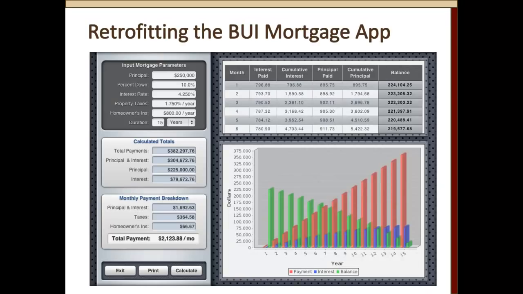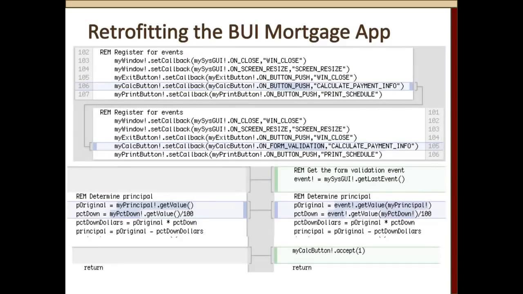So let's take the lessons learned from our download page and retrofit that to the Bowie Mortgage app. We're going to look at changing that code to take advantage of the form validation event and the enhancements that we put in place to reduce round trips. Let me hand you over to Nick to take you through the nitty-gritty and see what the results were of retrofitting those optimizations to our Bowie Mortgage app.